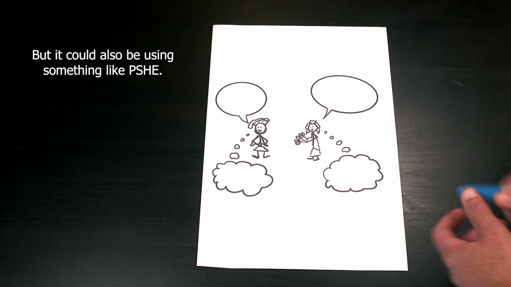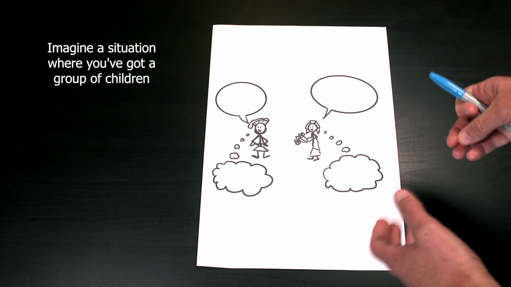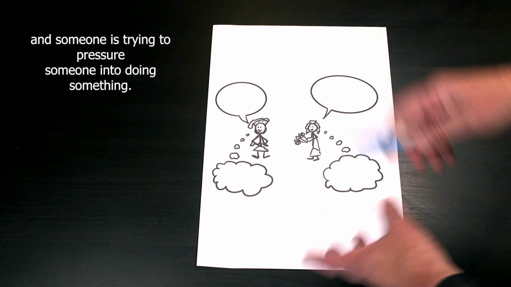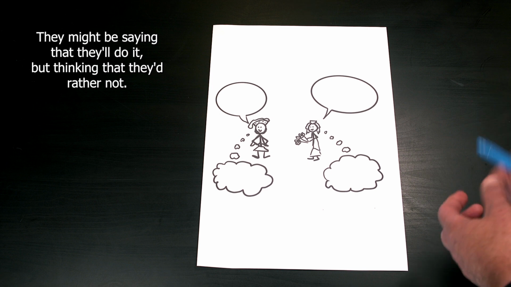But it could also be using something like PSHE. Imagine a situation where you've got a group of children and someone's trying to pressure someone into doing something. They might be saying that they'll do it, but thinking that they'd rather not.